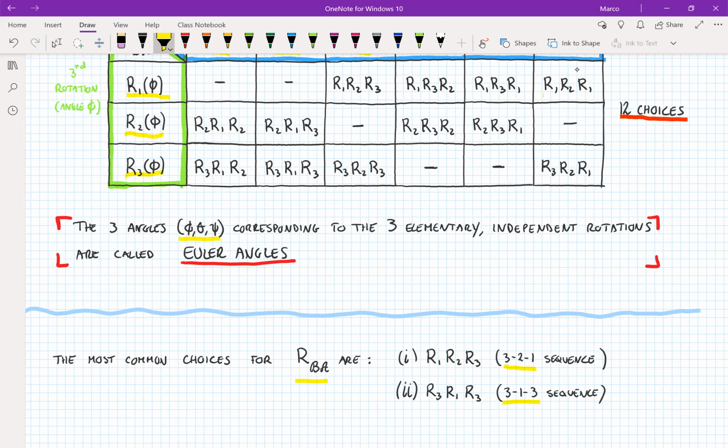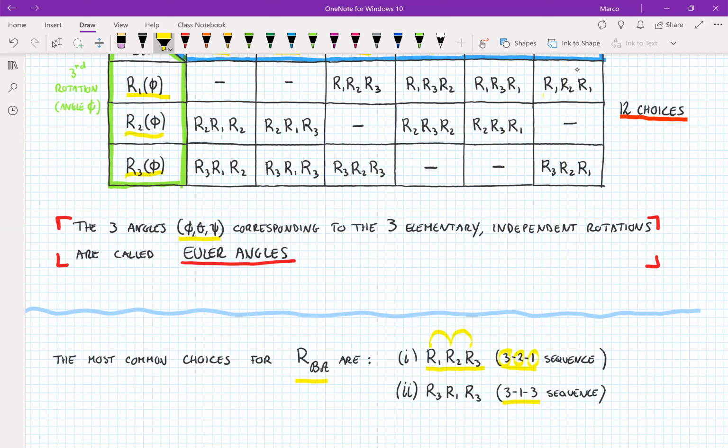And again, 321 sequence means we first have a rotation about the z-axis, then the y-axis, and then the x-axis. So the multiplication of the rotation matrix is R1, R2, and R3 because we're going from right to left. Logically it is R3, then R2, and then R1. And that's why it's called the 3-2-1 sequence.